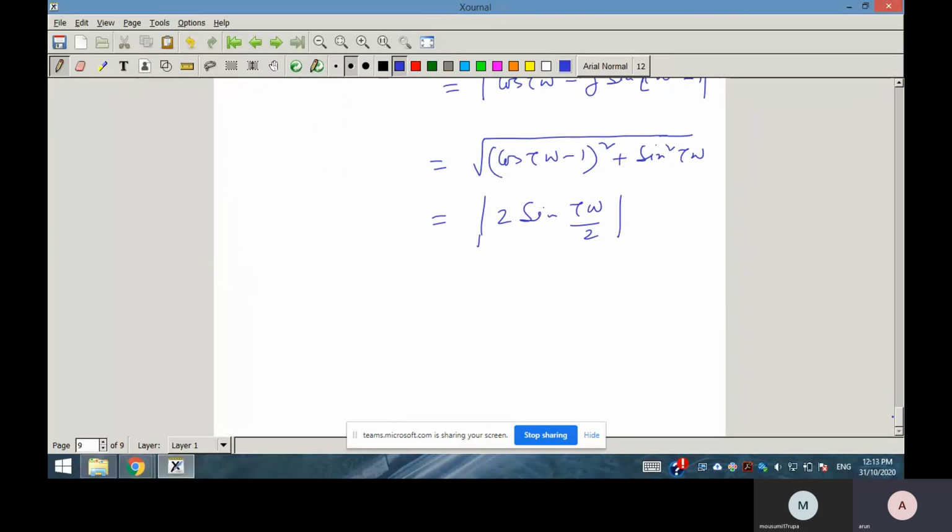So that means your normalized error plot is like this. This is omega. This is 2, suppose. So it is a mod value. Mod is there, so that's why it is always positive. It will look like this.